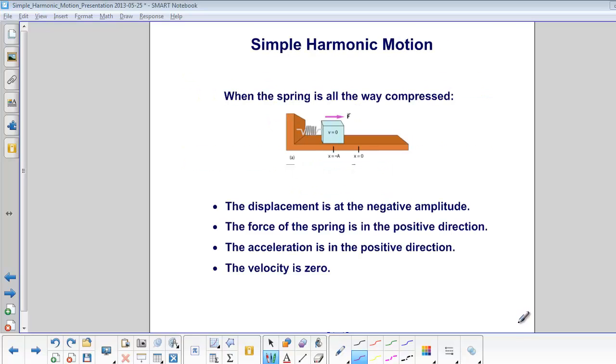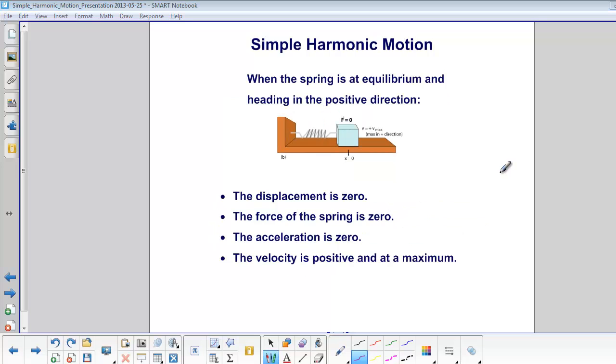When the spring is all the way compressed, the displacement is in the negative amplitude, the force on the spring is in the positive direction, the acceleration is in the positive direction, and the velocity is 0 because it's stopped. When the spring is at equilibrium and heading in the positive direction, the displacement is 0, the force on the spring is 0, the acceleration is 0, and the velocity is positive and at a maximum.